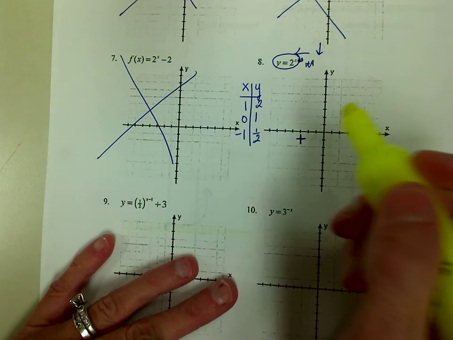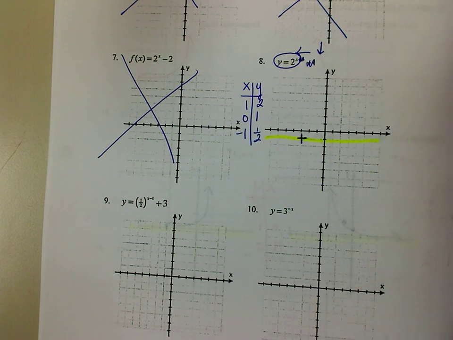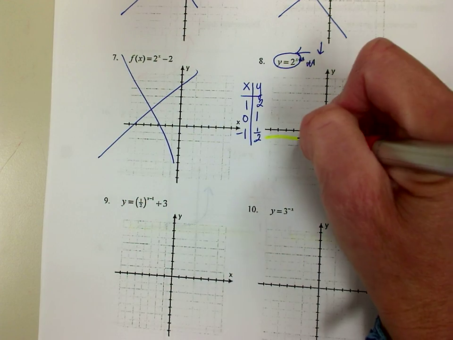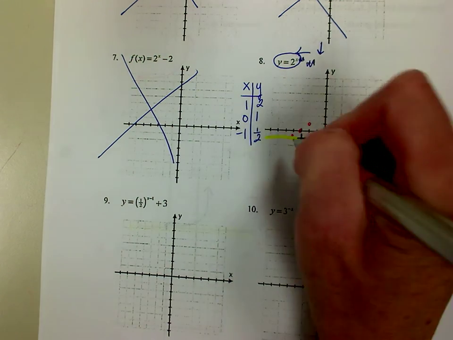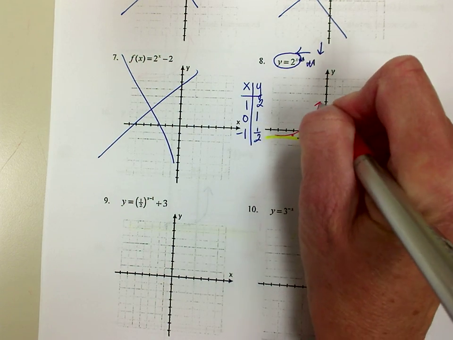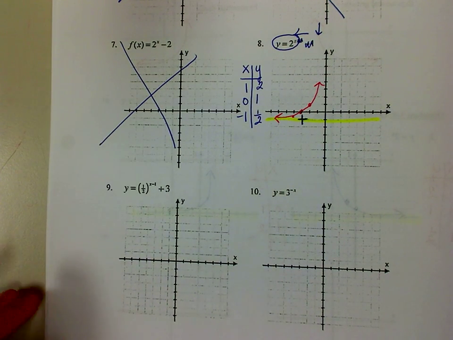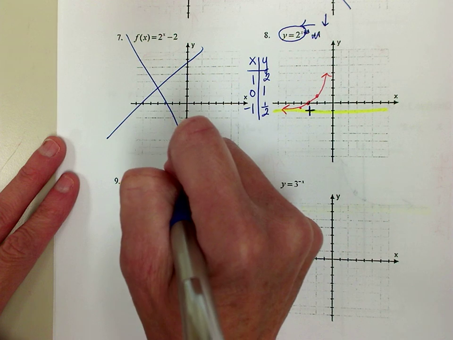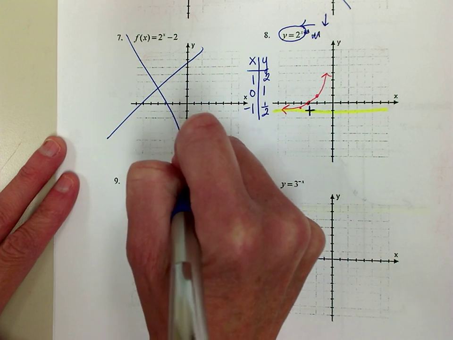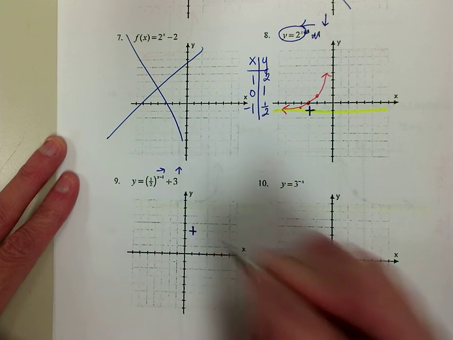Okay, I cannot cross the new x-axis, so it's down here. And now I'm going to plot those points. So this is what number 8 should look like. Okay, moving on to number 9. So we're going to first of all move our origins. We're going to go to the right 1, up 3. That is our new origin.